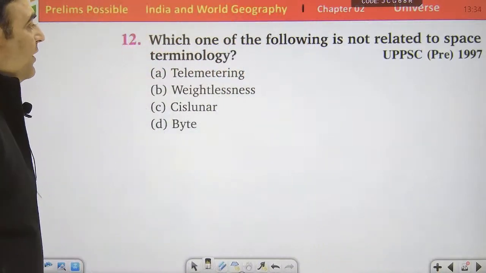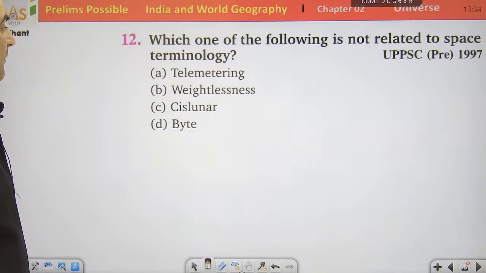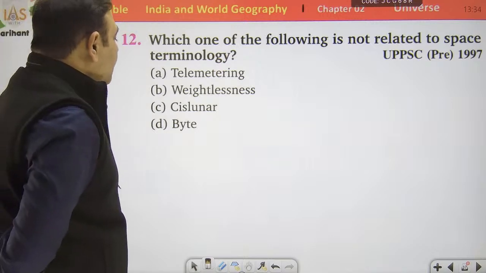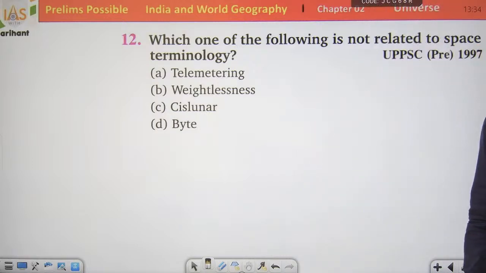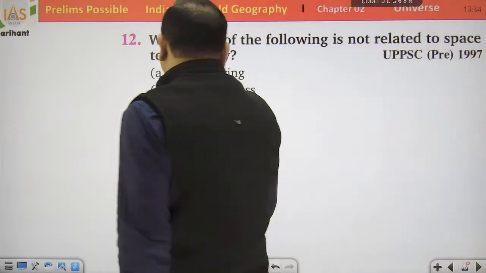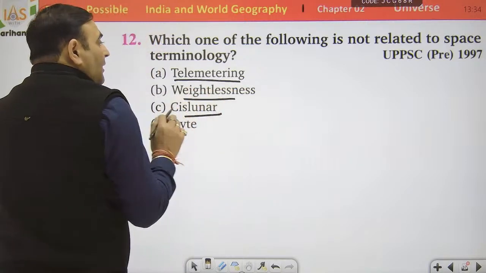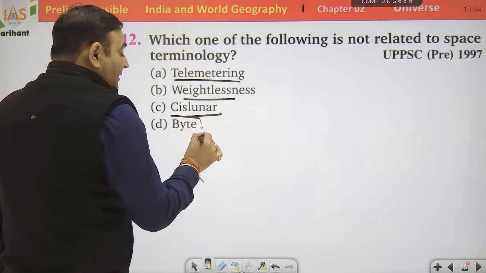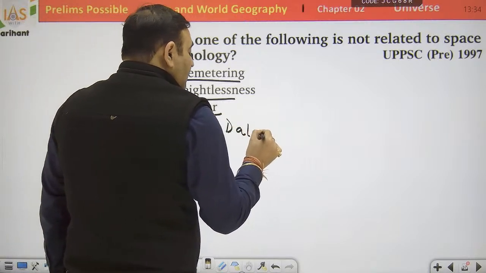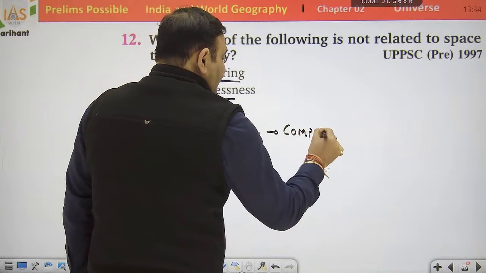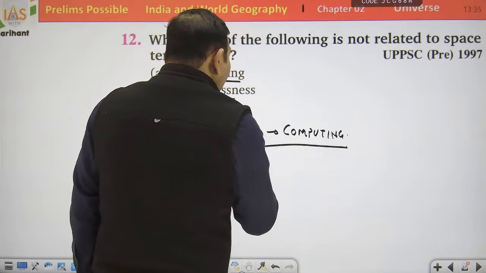Next question. Which one of the following is not related to space terminology? Telemetering, weightlessness, cislunar, or byte? Question asked in UPPSC prelims 1997. See, telemetering, weightlessness, cislunar, these all are space terminologies, whereas byte is the measurement of data in computing.